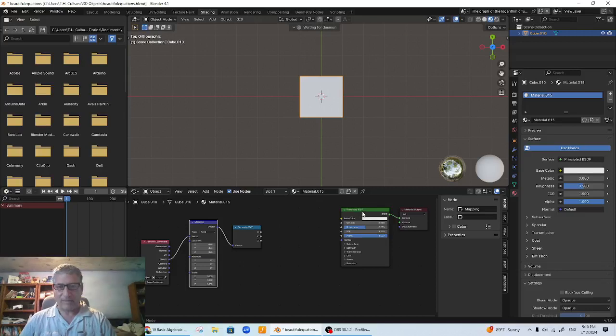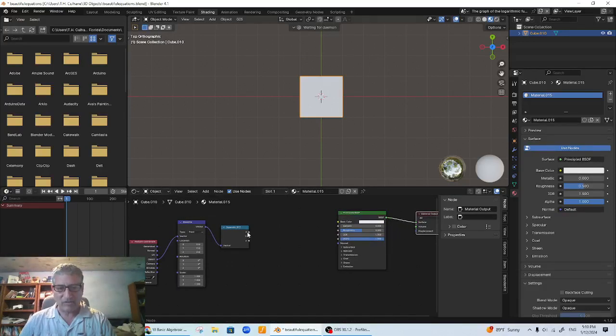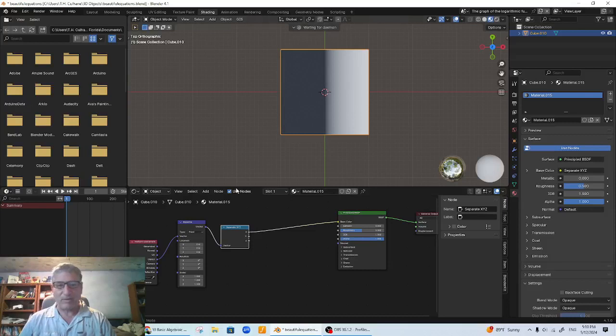And now we have that set up. Now on the other side, remember, in order to get things to be non-funky, as you can see if I take this and bring it over to the base color, it is blurry over here and we want to get rid of that blur.